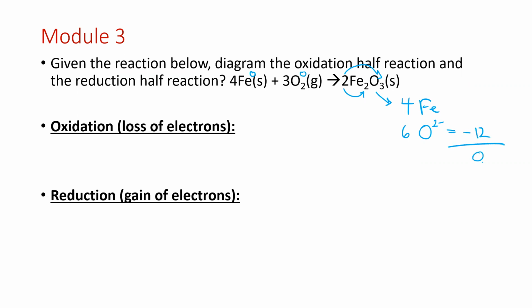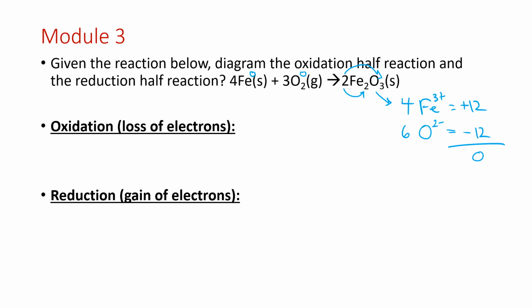The whole thing needs to be neutral, right? It needs to add up to 0. So that means my charge from iron needs to be +12 total. So what would we assign to iron to balance that out? Yeah, +3, right? So oxidation is the loss of electrons. What's being oxidized in that reaction? And reduction being gain of electrons, what's being reduced in that reaction?